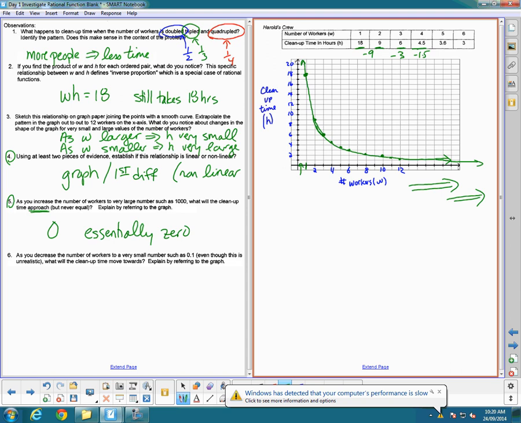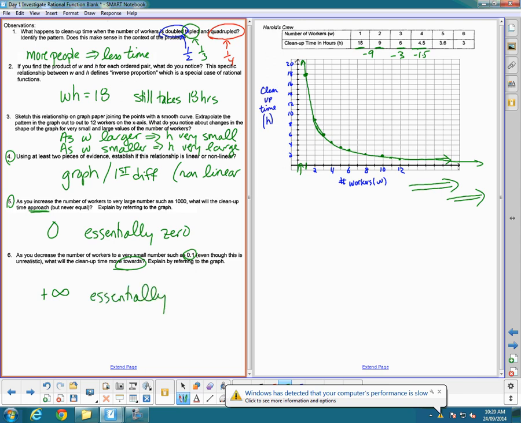And if you get even smaller, like a 0.1 worker, that would be like a worker working at a tenth of their pace. It's going to take a really, really long time. And if you get a really, really slow person, that amount of time is going to be infinitely huge. So it would move towards positive infinity. If you had the slowest worker possible, it would take virtually an infinite amount of time to complete.